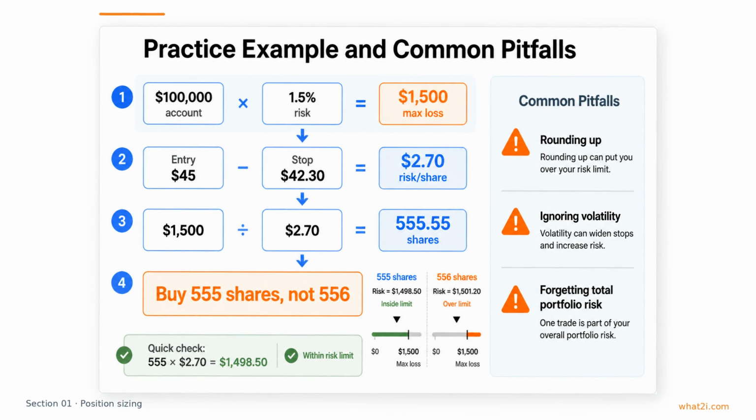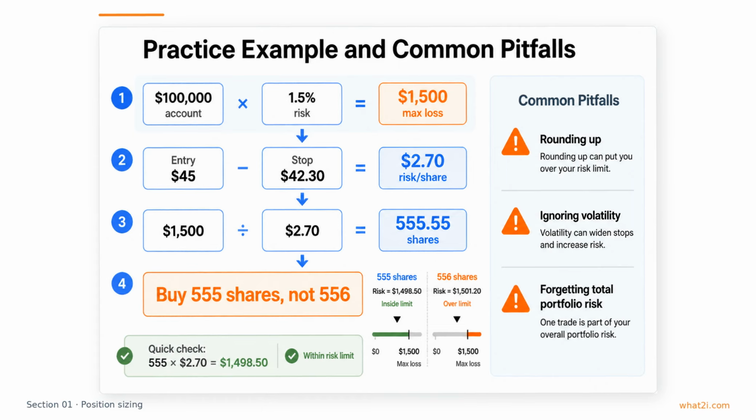A $10,000 account risking 1.5% allows a maximum loss of $150. If the entry is $45 and the stop is $42.30, the risk per share is $2.70. Dividing 150 by 2.70 gives 55.55 shares, so the correct trade is 55 shares.